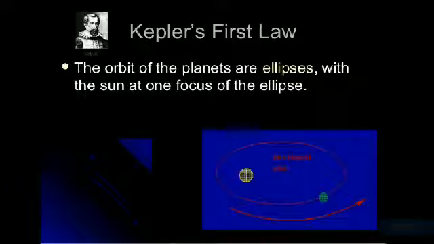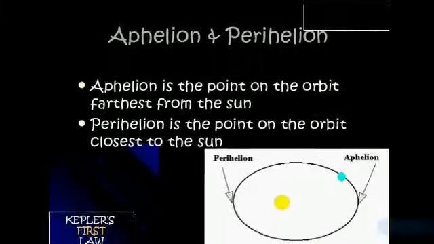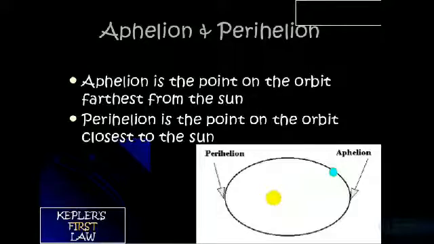Kepler's first law. The orbits of the planets are ellipses with the Sun at one focus of the ellipse, as you can see in the inset. Also, we should know what aphelion and perihelion are. Aphelion is the point on the orbit farthest from the Sun. Perihelion is the point on the orbit closest to the Sun, as shown in the picture.